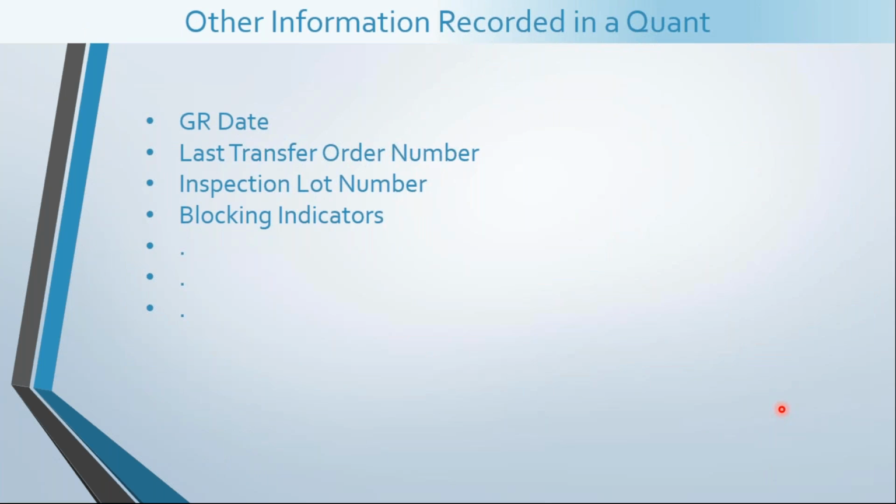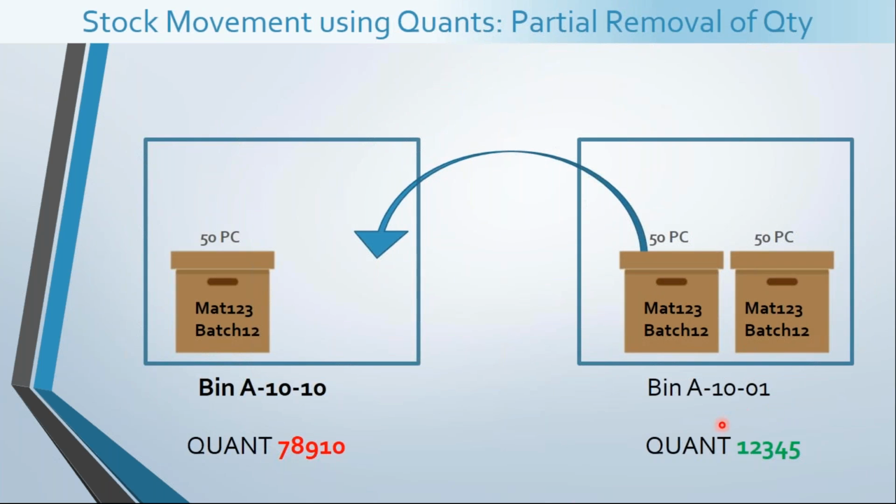Okay, so assuming that we now have a certain level of understanding of quants in SAP WM, let's also try to understand what other information it records. So it records the GR date, meaning when system creates a quant. So let's say quant 1, 2, 3, 4, 5, it knows that it has material 1, 2, 3, batch 1, 2, let's say 100 pieces. But then on top of that, it also records some other information. It knows what is the GR date. So when did you actually receive these 100 pieces, let's say from the production or from the vendor master.